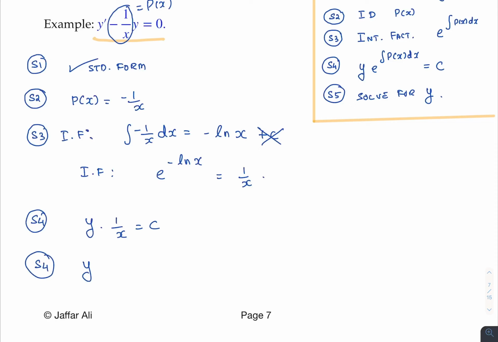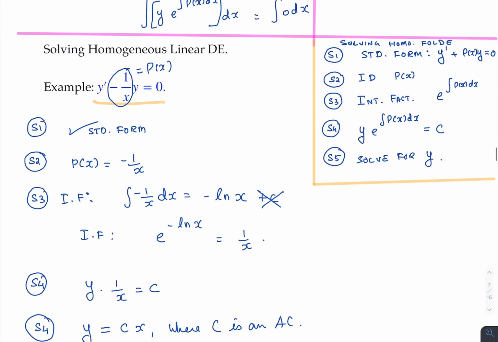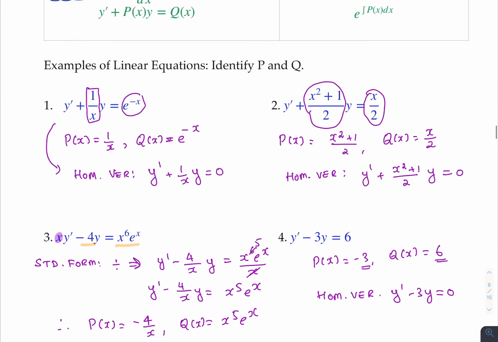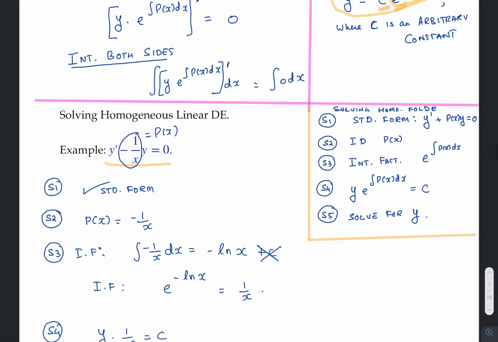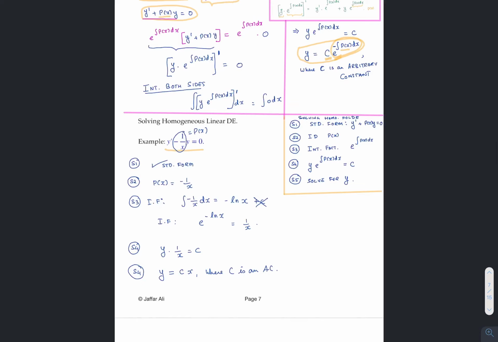If I solve for y, it tells me y is equal to cx, where c is an AC, by which I mean arbitrary constant. And that's how you solve homogeneous first order linear differential equations using an integrating factor. So that's what I mean by integrating factor. It's very important, it plays a vital role in solving first order linear differential equations.